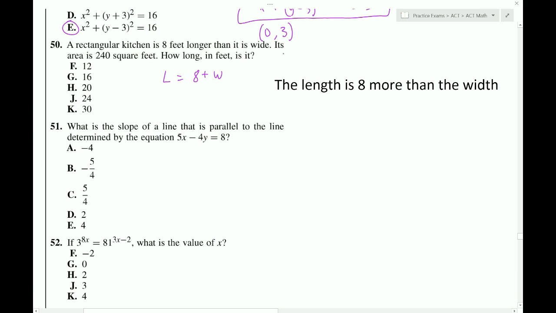So anyway, its area is 240 feet. Now, I could write that this way. How long in feet is it? So length is question mark. So what you will find is that our setup is kind of incomplete here. We've got 3 unknowns: length, width, and area.